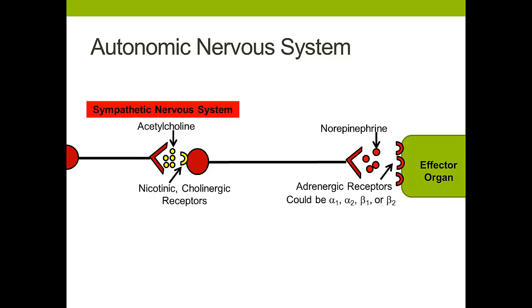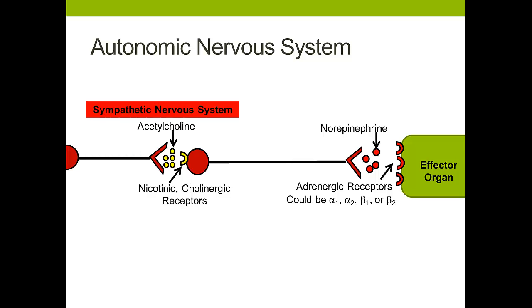The type of adrenergic receptors would depend on the target tissue itself and could be alpha-1, alpha-2, beta-1, or beta-2. Thus, even though most postganglionic neurons release norepinephrine, the responses of different cells could vary widely from one another based on the receptors present in their membrane as well as on the downstream signaling pathway.